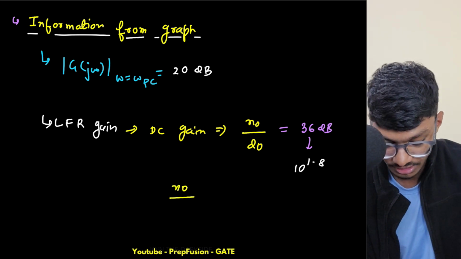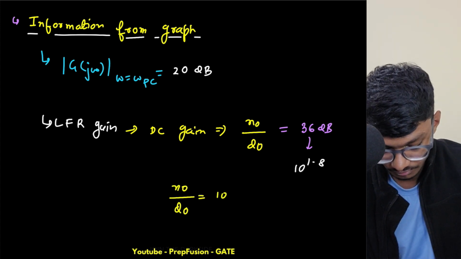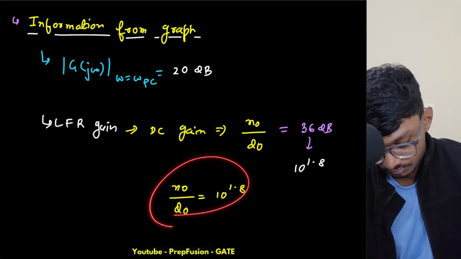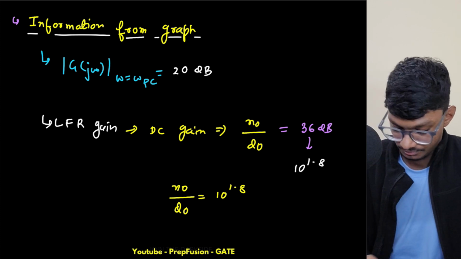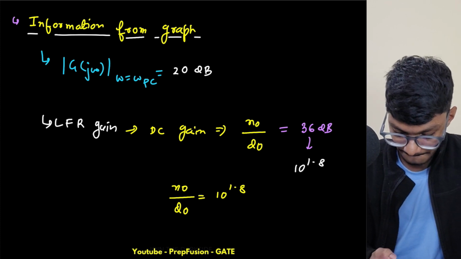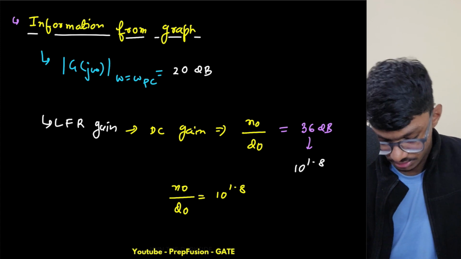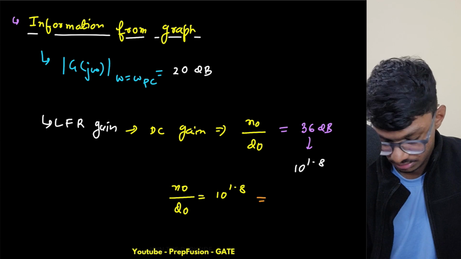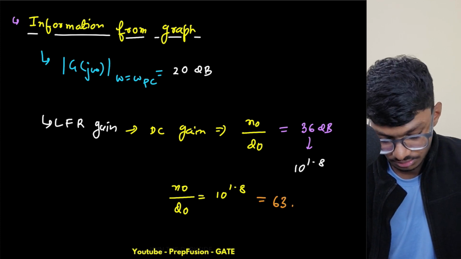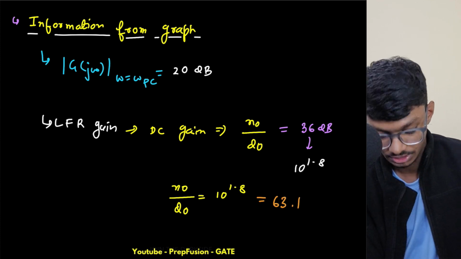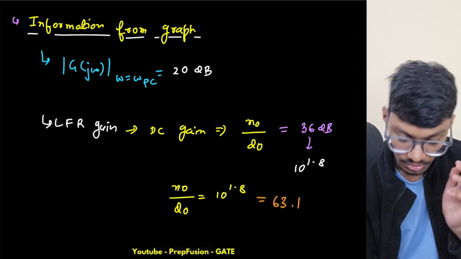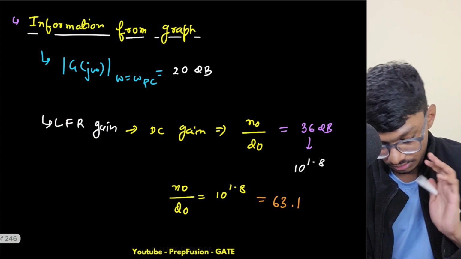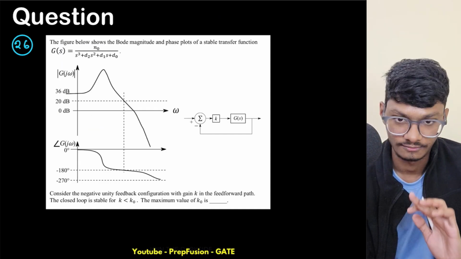Now is this information even useful? We will see. 10 raised to power 1.8. Now what is this value? Let me calculate this. It is 63.1. So N0 by D0 equals 63.1. These are the two pieces of information that I know from the graph.